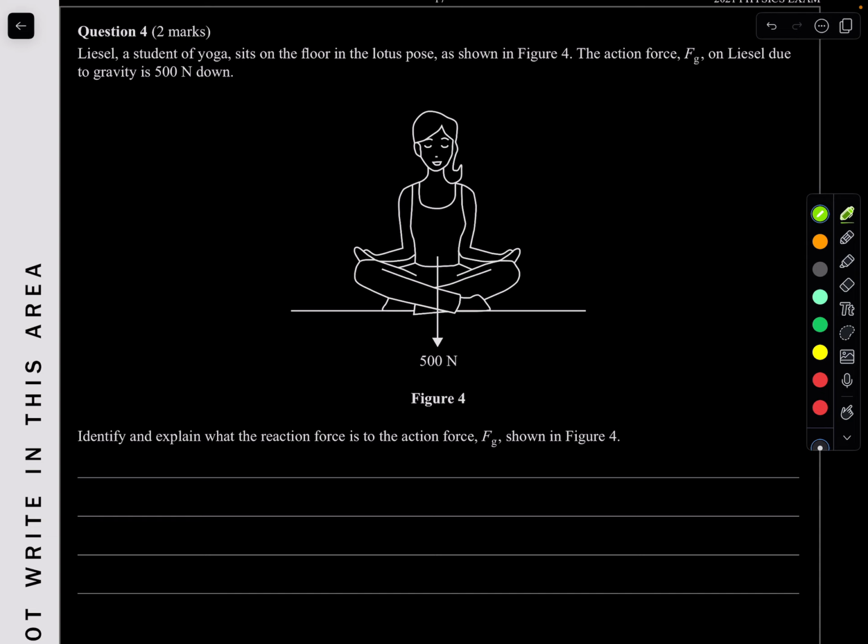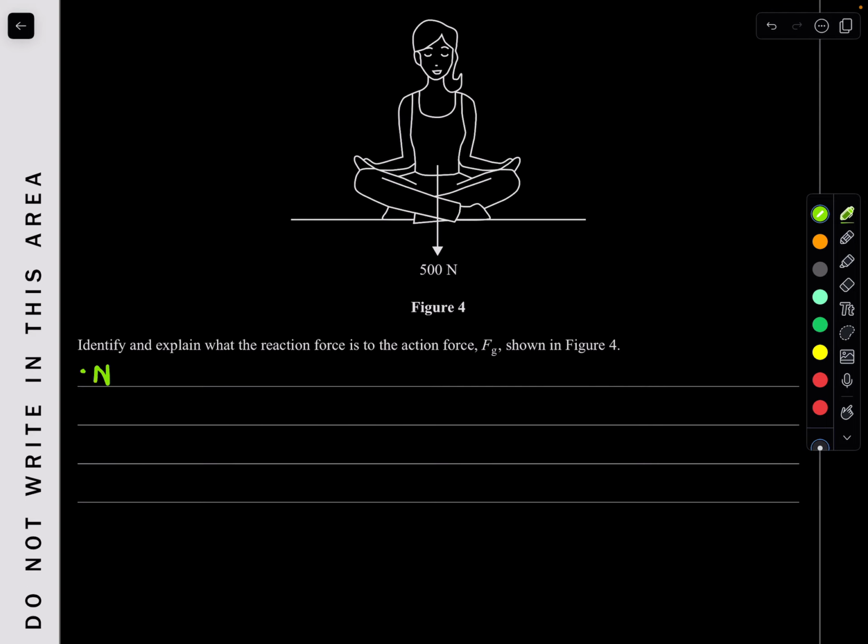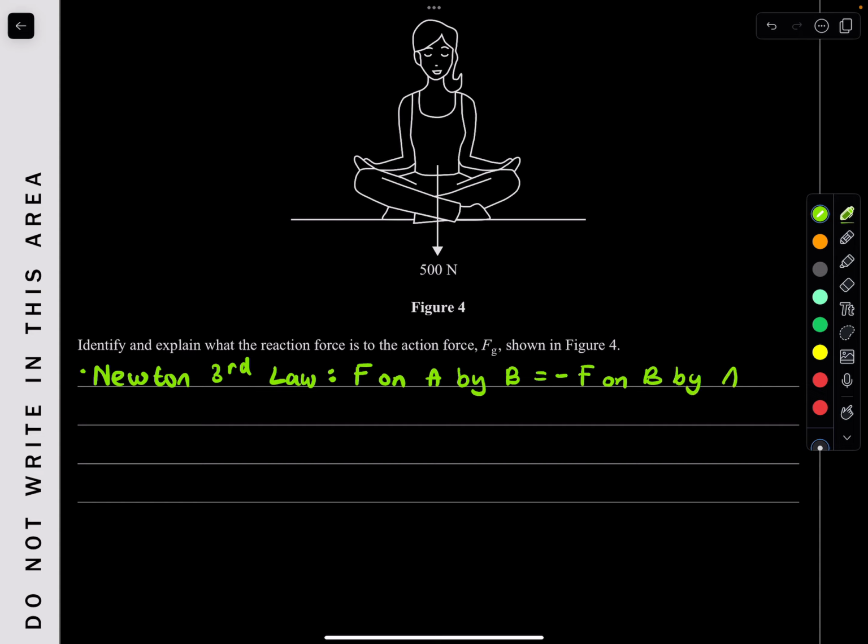Okay, this is pretty much an application of Newton's third law. So we know about Newton's third law, so let's write it down. The formula for Newton's third law is pretty much just force on A by B is equal to negative force on B by A. This is a very simplified version of Newton's third law.